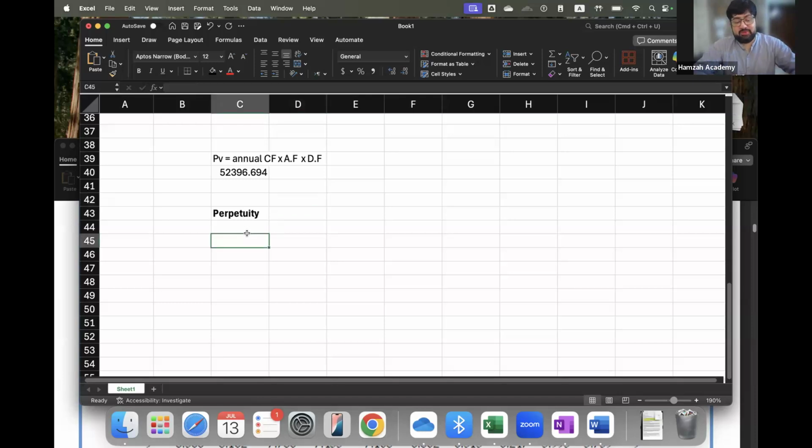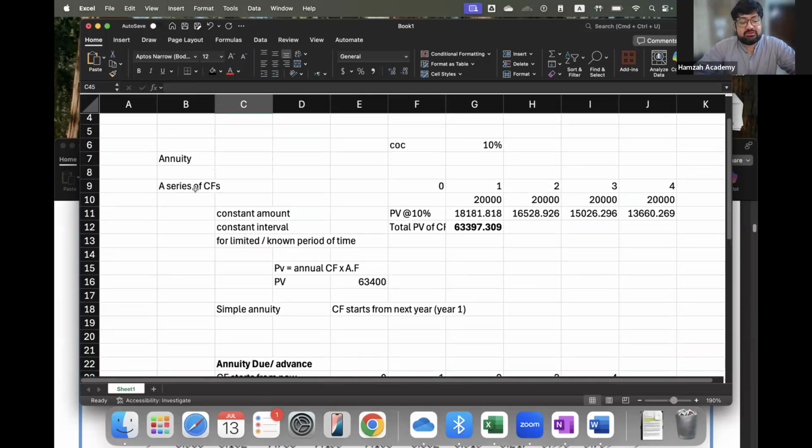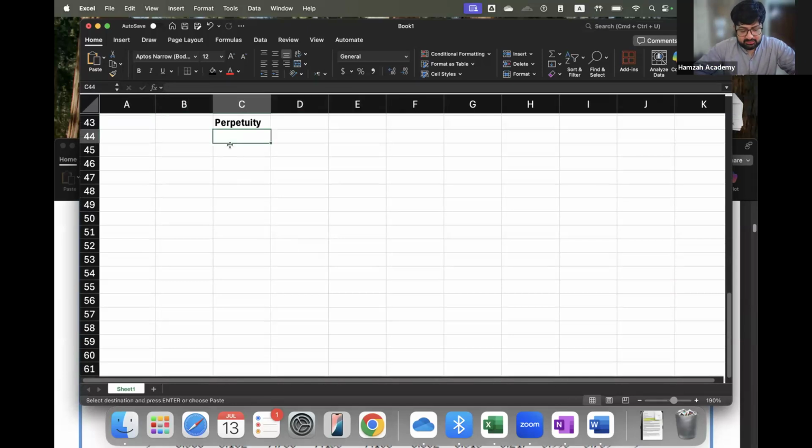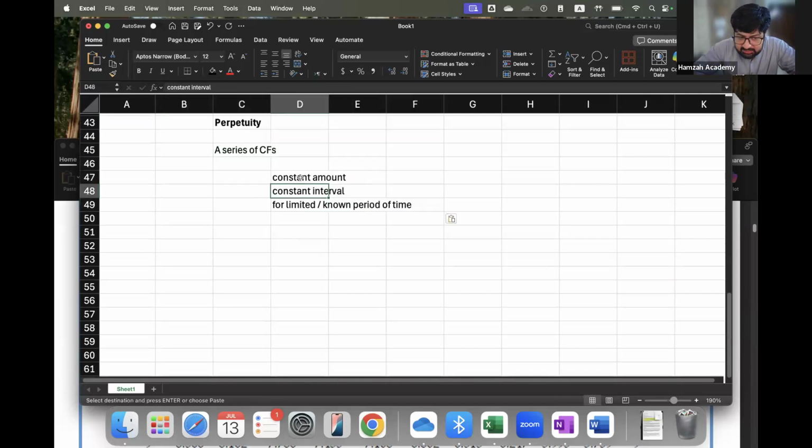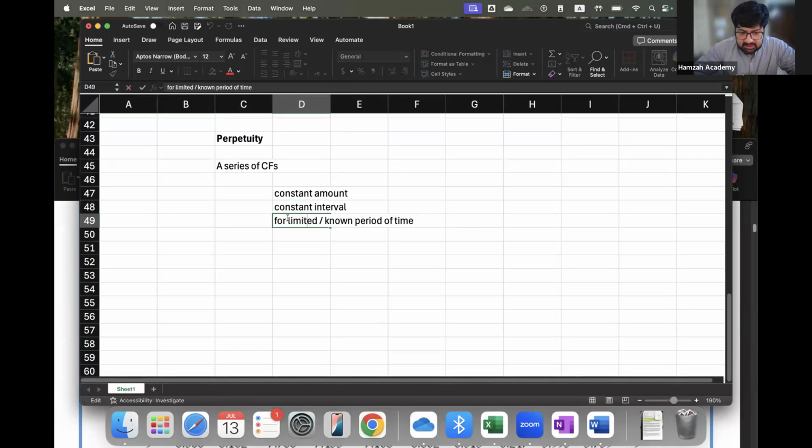So perpetuity, what is perpetuity? Perpetuity is a series of cash flow with constant amount, constant for unlimited period of time, for foreseeable future. That is called perpetuity.